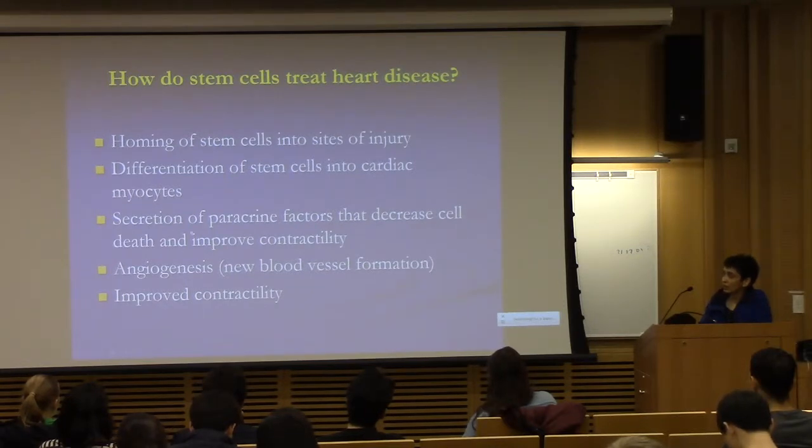An important mechanism whereby stem cells, at least the stem cells in clinical trials, improve heart function is paracrine factor secretion.